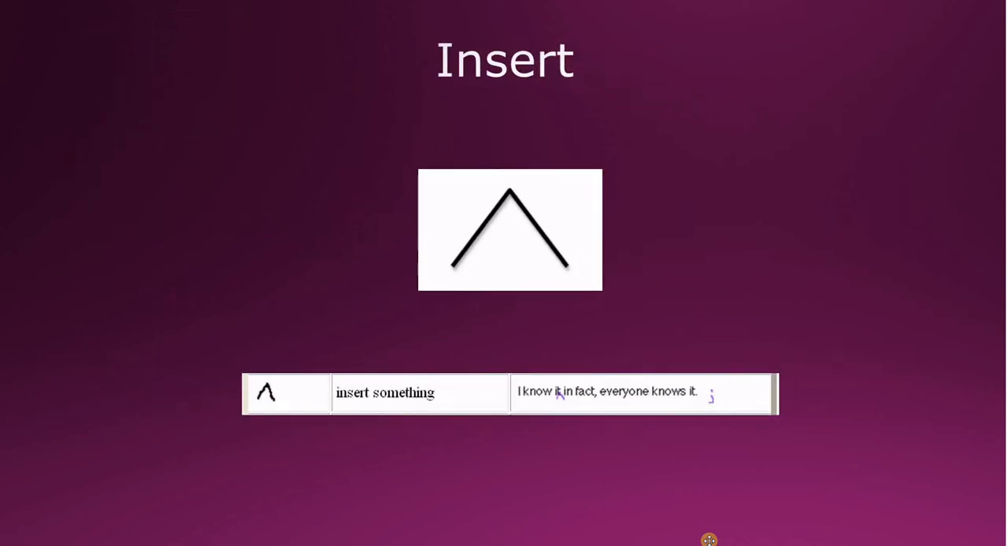Next symbol is insert. As you can see right here, it looks like part of a triangle, except it's missing the bottom part. It means to insert something. The example states as follows. I know it, in fact, everyone knows it. Here you want to insert with the insertion mark after it. Why? Because you want to add a semicolon. So you can use the insert symbol to basically place the semicolon where it needs to go, because the insert just means to insert something. It can be a letter, it could be a word, it could be a semicolon. Insert is a very flexible symbol.